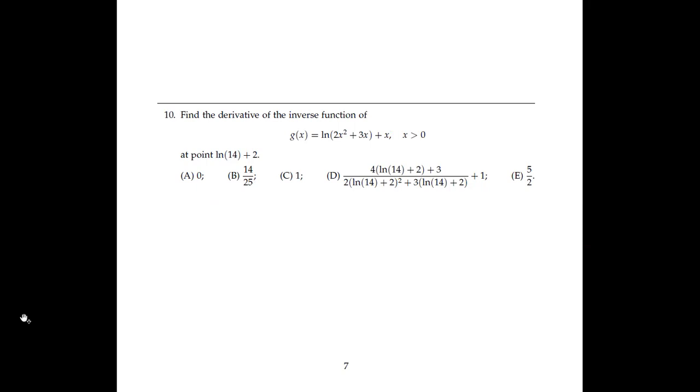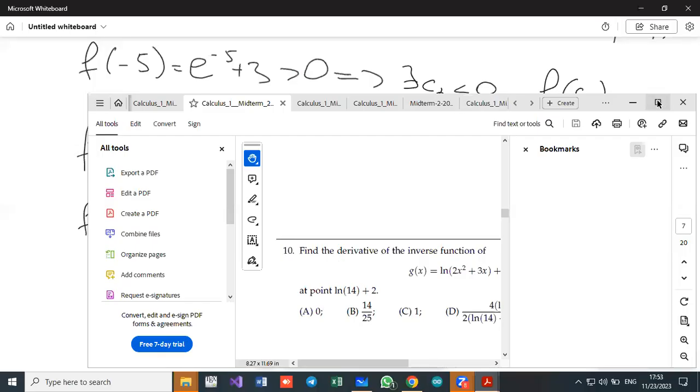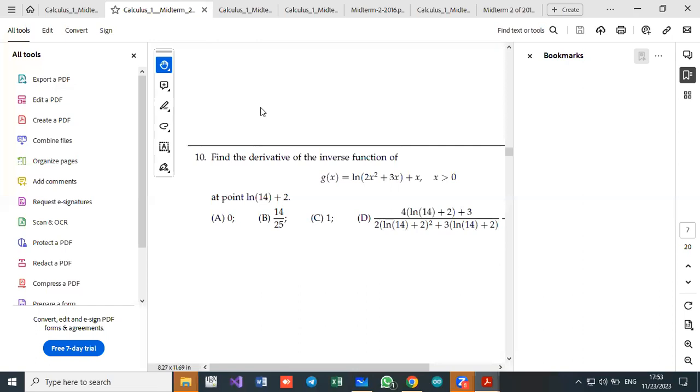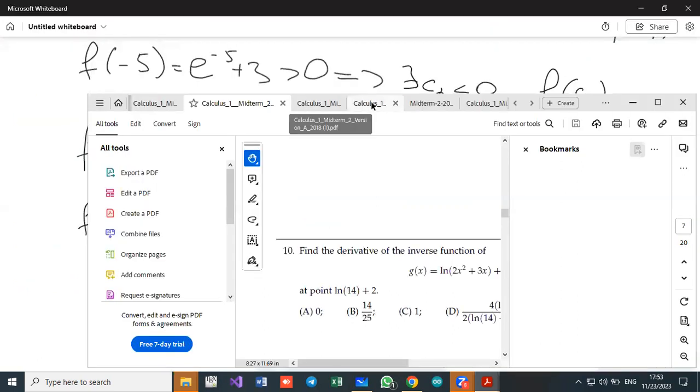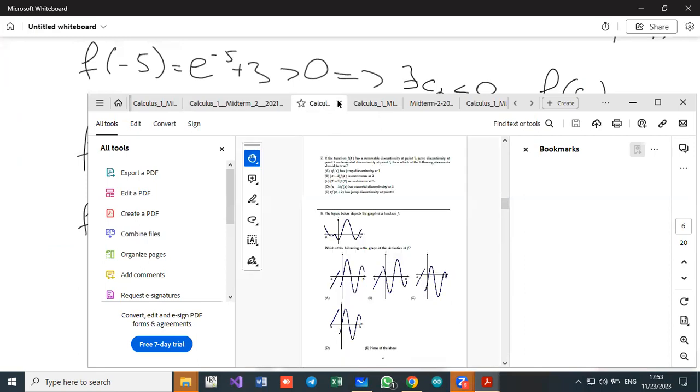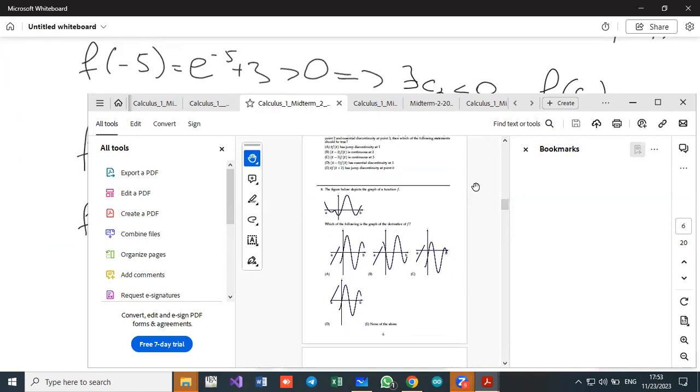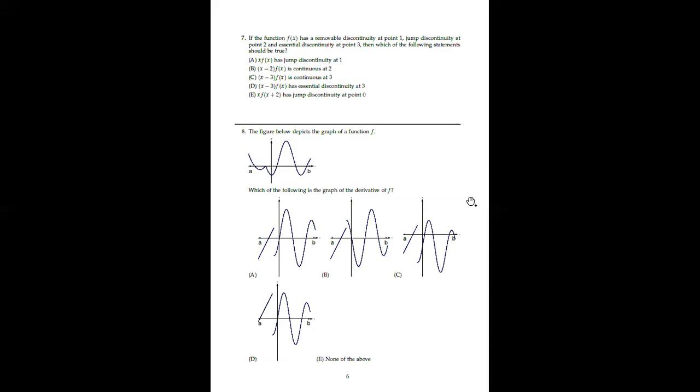Multiple choice 10. Given the graph of f, we should understand what f prime is.